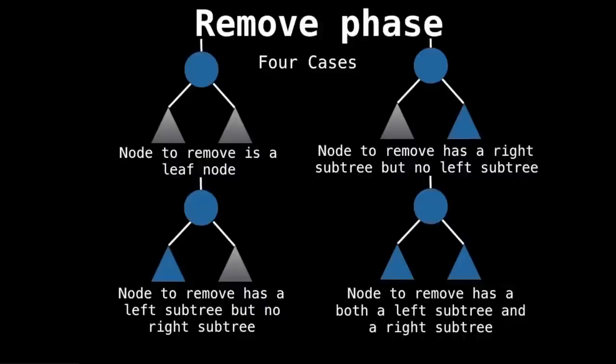Cases 2 and 3, as I like to call them, is there's only one subtree. Meaning there's a right subtree but no left subtree, or there's a left subtree and no right subtree. Or finally, case 4 is that we have both a left and a right subtree. So I'm going to show you guys how to handle each of these cases, and it's really not that hard.